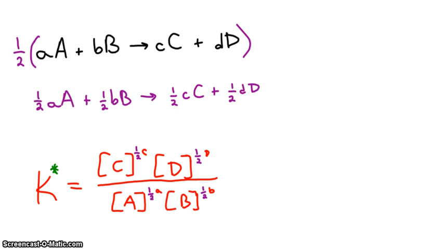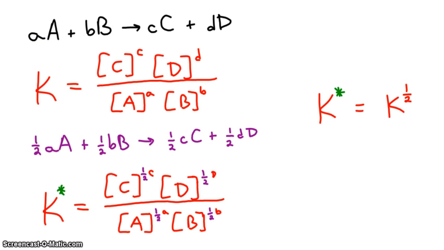Here's another example where you multiply a chemical equation by a number, in this case 1/2. Let's see what happens with the equilibrium expression. So if you multiply a chemical equation through by 1/2, the new equilibrium expression is equal to the original equilibrium expression raised to the 1/2.